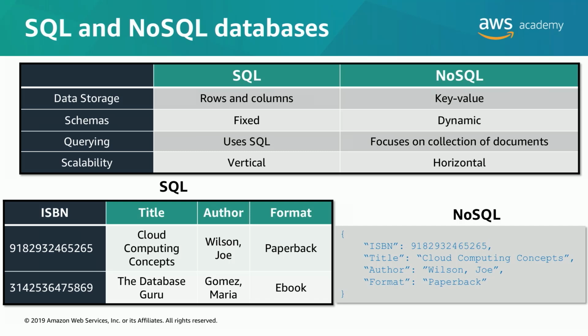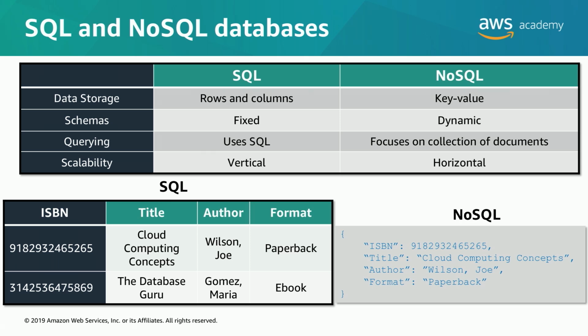NoSQL databases are non-relational. They store data by using one of many storage models, including key-value pairs, documents, or graphs. Originally, the term NoSQL referred to a non-SQL or non-relational database. However, NoSQL can also support SQL-based queries. NoSQL schemas are dynamic, and information can be added rapidly.